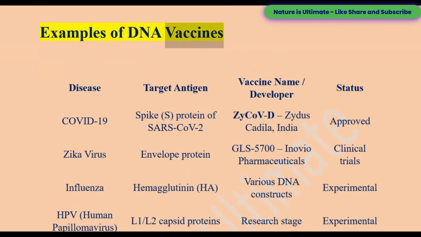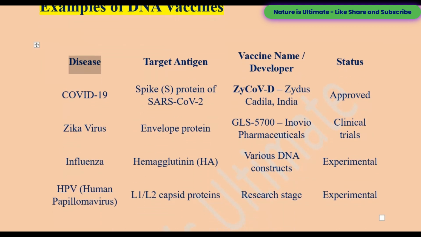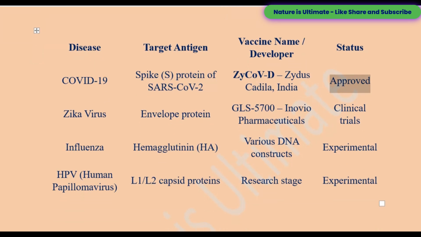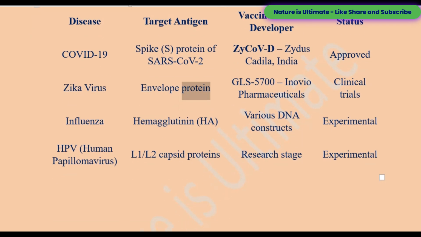Examples of DNA vaccines. Disease, target antigen, vaccine name and developer, status. COVID-19. Spike, S, protein of SARS-CoV-2. ZyCoV-D, Zydus, India. Approved. Zika virus. Envelope protein. GLS-5700, Inovio Pharmaceuticals.